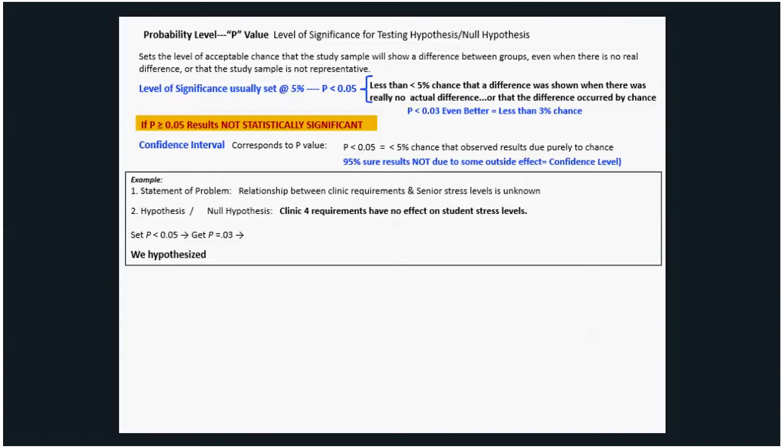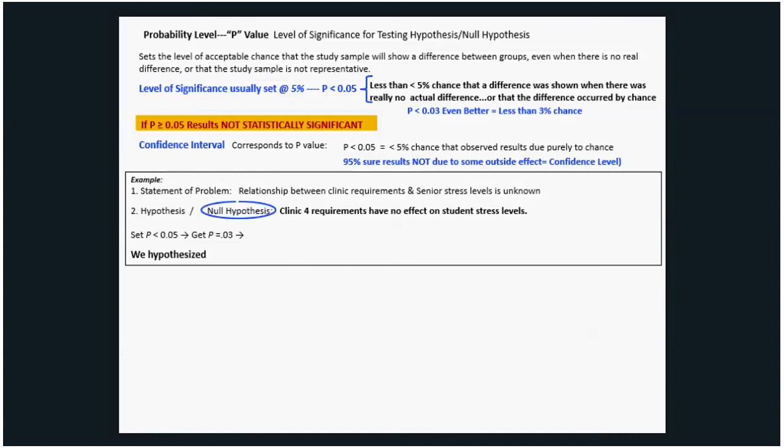Now, with this, you're going to set up either a hypothesis or a null hypothesis. Say your null hypothesis is going to be: Clinic 4 requirements have no effect on student stress levels. Now, that's not how you're going to feel. You, as a senior dental hygiene student going through Clinic 4 requirements, are probably not going to go with a null hypothesis. You're probably going to say, no, there is an effect on our stress levels. So we're going to say it's a hypothesis: maybe Clinic 4 requirements increase student stress levels. But if we look at this statement right here, we know this is going to be a null hypothesis.